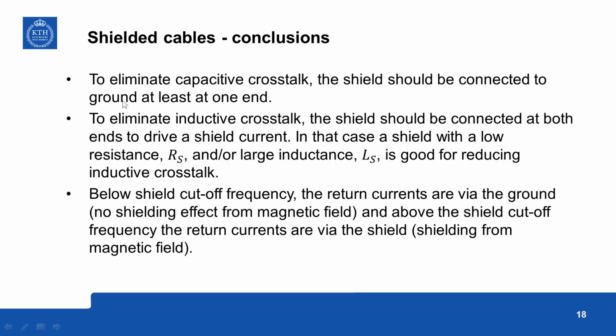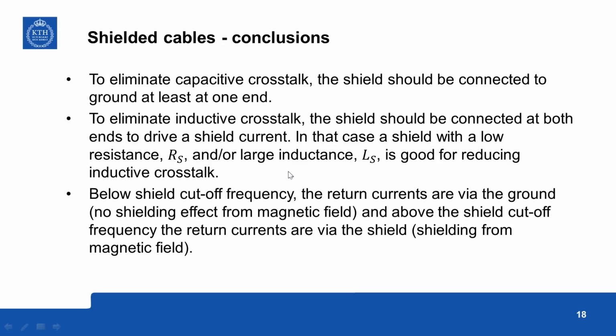So conclusions: to eliminate capacitive crosstalk, the shield should be connected to ground at least at one end, and to eliminate inductive crosstalk, the shield should be connected at both ends to drive a shield current. In that case, a shield with a low resistance Rs and a large inductance Ls is good for reducing inductive crosstalk.